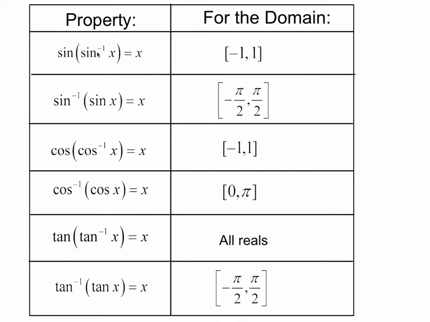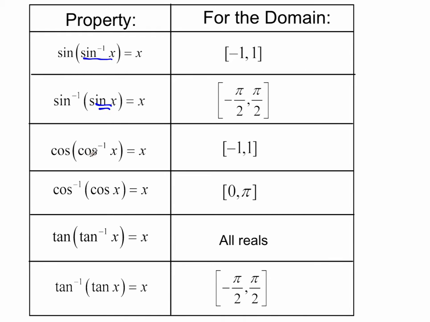The -1 here means inverse sine. So the sine of the inverse sine of x is x, and this is only true when the domain of the inverse sine is -1 to 1. The inverse sine of the sine of x is x, but we're going to have to restrict the domain to -pi/2 to pi/2 when we're talking about sine of x.